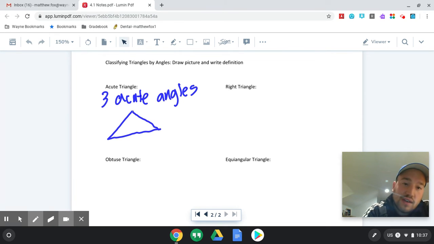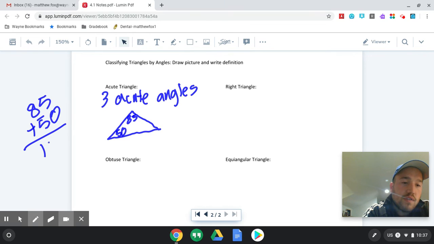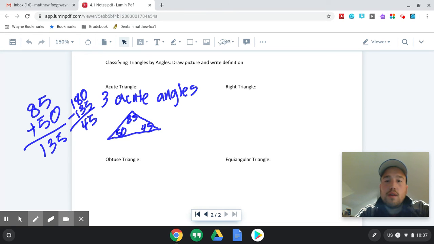And so if that's the case, maybe this one's 85. This one is 50. And if that's the case, 85 plus 50 we know gives us 135. So we can take 180 minus that 135, and we find that that last angle, the only way it's possible is if this last angle is 45. Okay, so an acute triangle is when all three angles are acute. They are all less than 90.